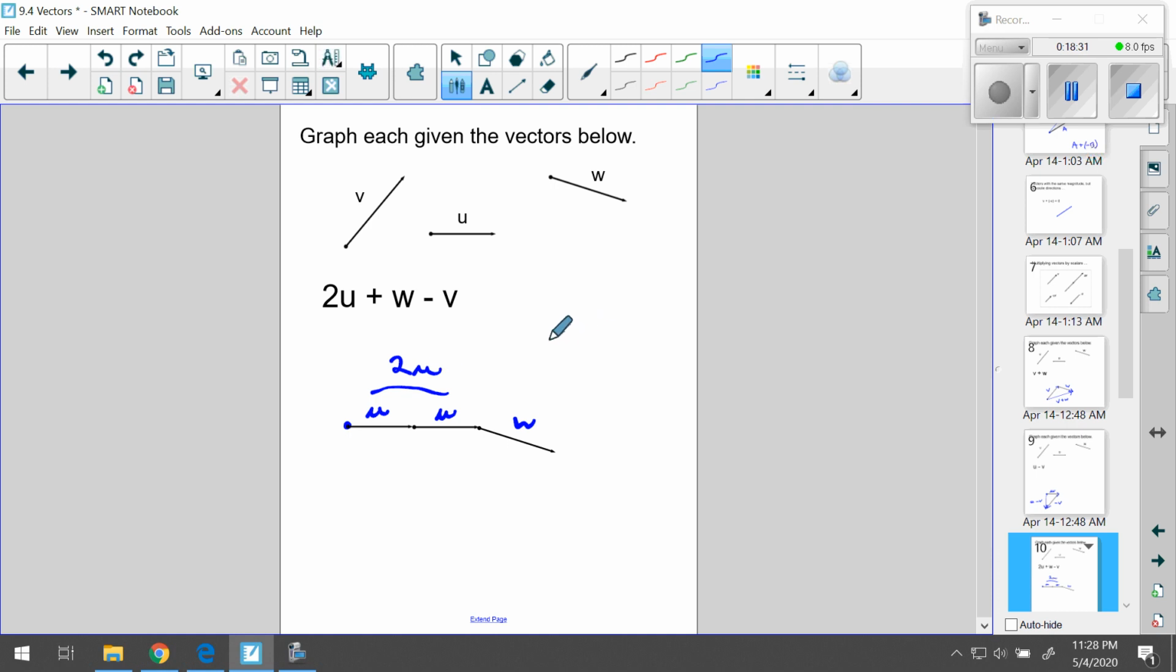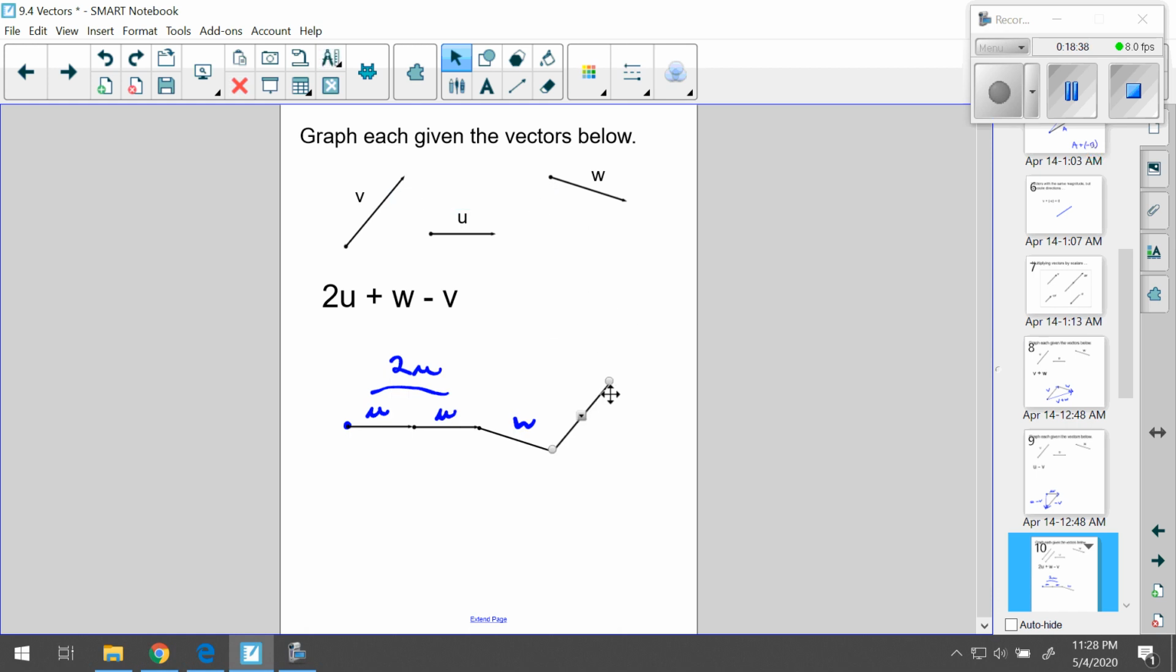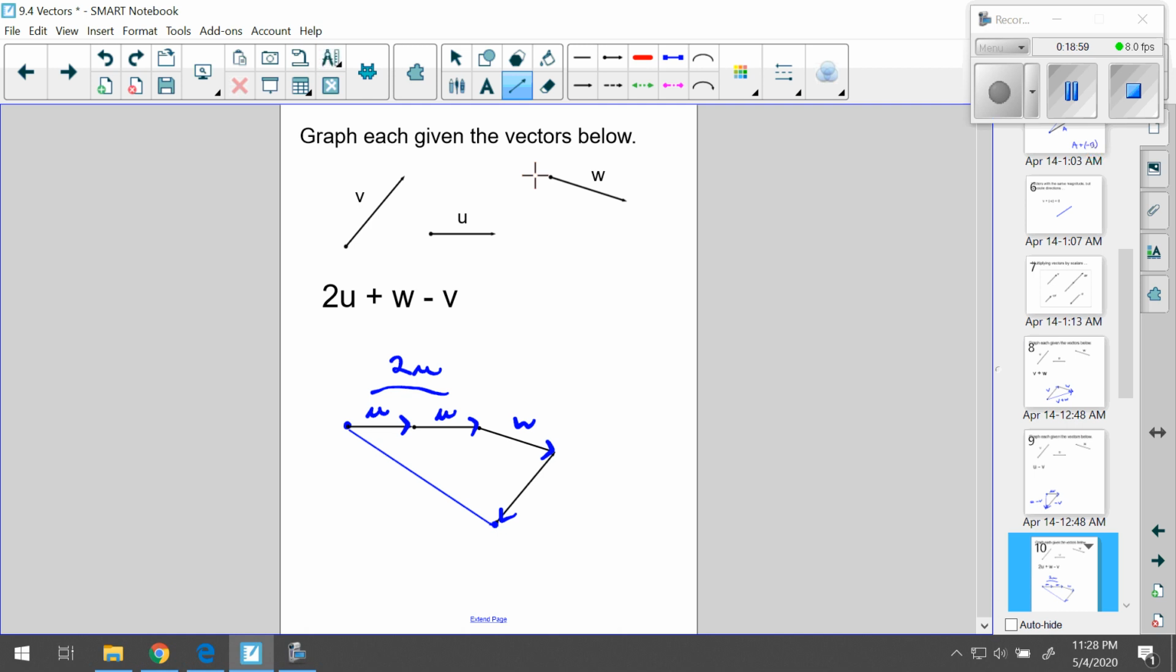And then we're going to subtract v. So we've got one more. If I were adding v, I would head this direction, but since I'm subtracting v, again, we go the opposite direction. And then your final answer, and I probably should have put my arrows here all along just to show the route I took to get to where I'm going. And so my final answer is the vector, again, starting at your original point, heading towards where you ultimately ended.